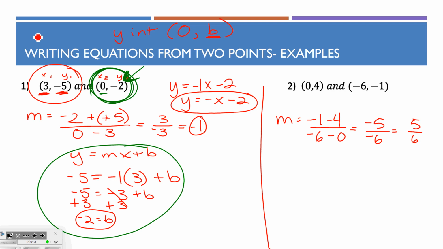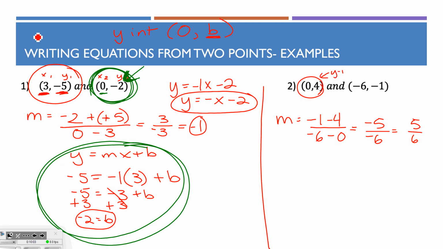Now, I could pick either point and plug into y equals mx plus b like I did over here in this big green circle. I could go through that whole process, or I could stop and say, do I have the y-intercept? Is it already given to me? Do I have a point 0, comma, a number? The 0 has to be first. The x value has to be 0. And in this case, I do.